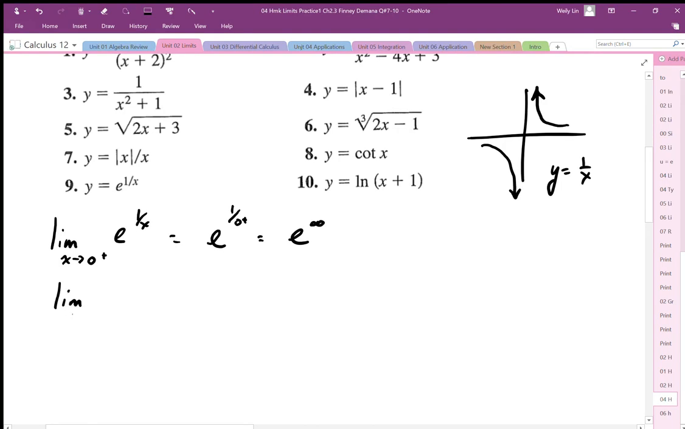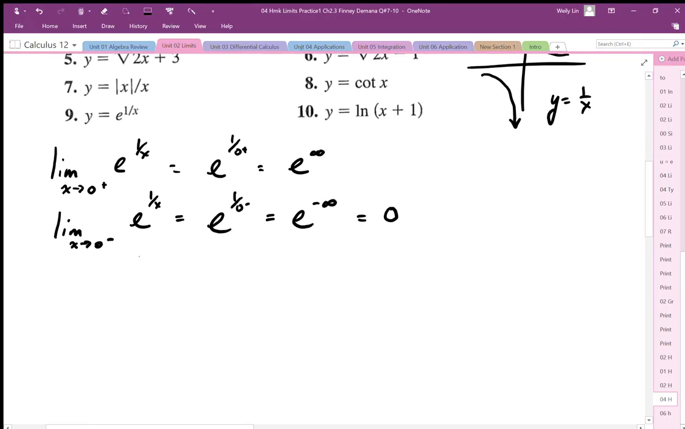From the other side of 1 over x, we end up with e to the 1 over 0 coming from the negative side. And that ends up being e to the negative infinity. And any power to the negative infinity is equal to 0. It'll tend towards 0. So when we look at the graph of this, it's approaching the asymptote from this side, and it is approaching y equals 0 from the other side.